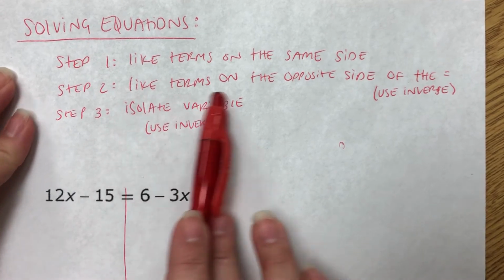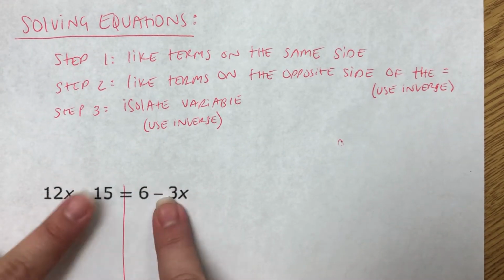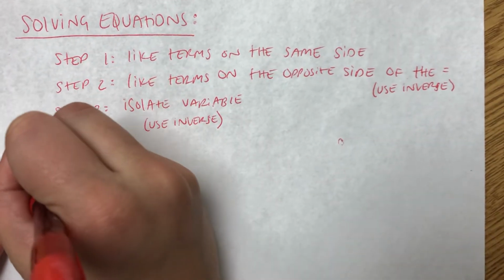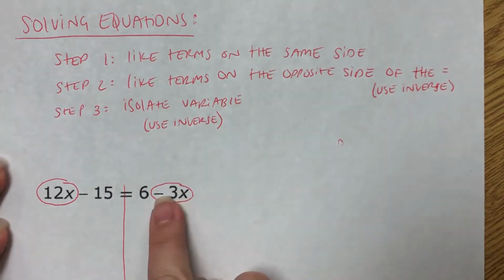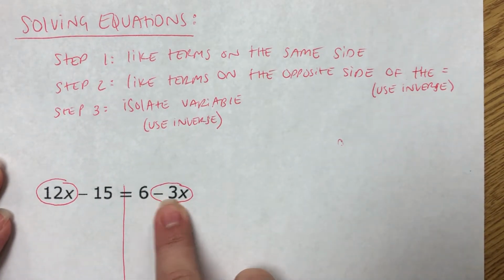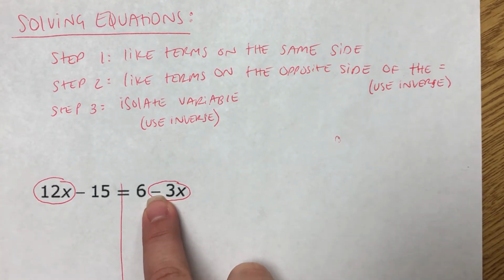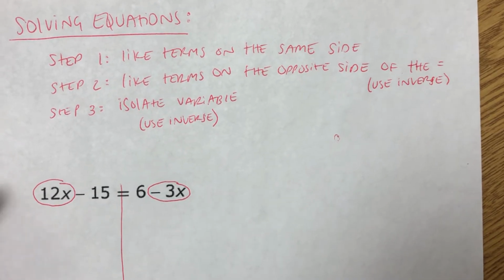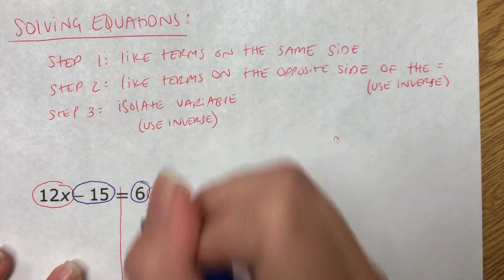We look for like terms on the opposite side of the equal sign. And we do have like terms. We have this 12x and this minus 3x. I include the sign in front of the number because this minus 3 is making this to be considered a negative 3 value. Okay, this negative or minus 15 here is also a like term with the 6.